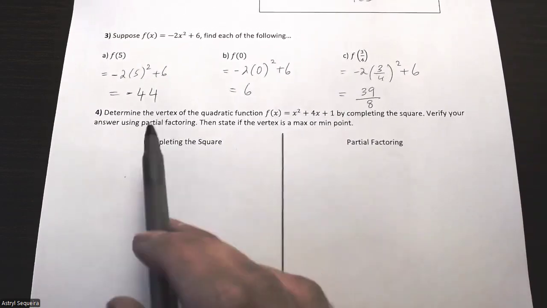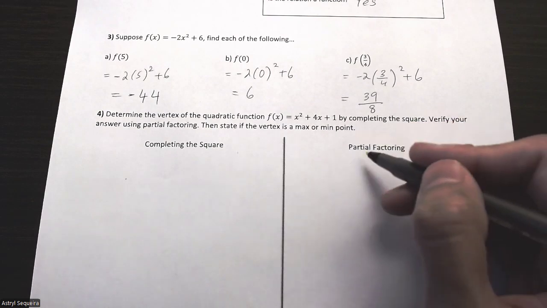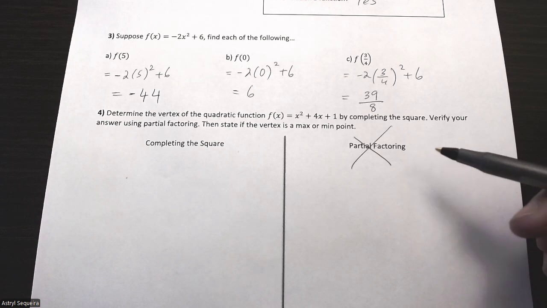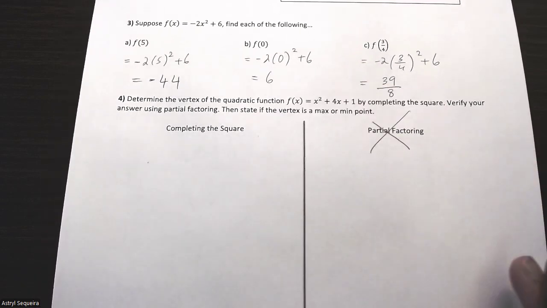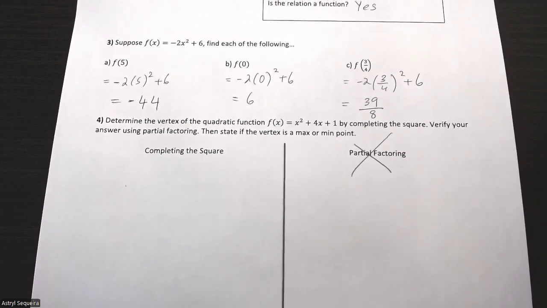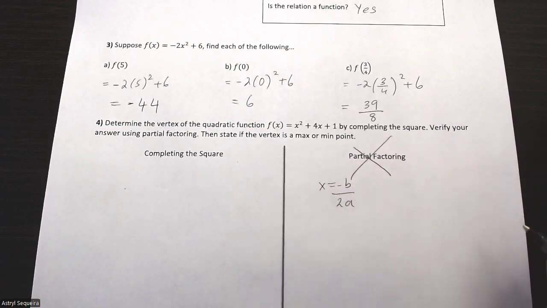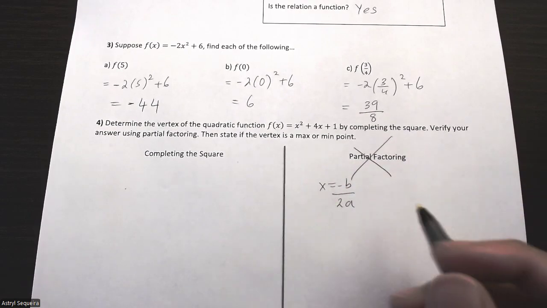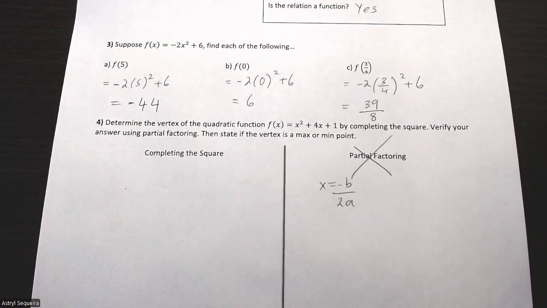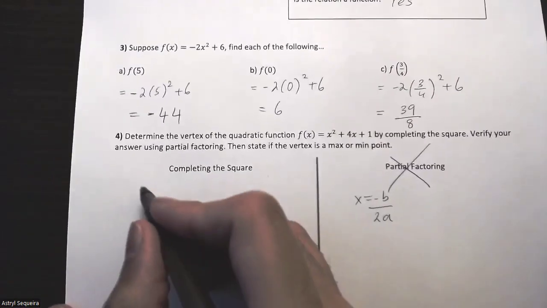Fourth question, determine the vertex of the quadratic function by completing the square. Verify your answer using partial factoring. I'm not going to verify my answer with partial factoring just because we don't learn that in this course. So I'm just going to do completing the square and teach completing the square over here. Now, you can always use x equals -b over 2a if your school does not require you to do completing the square and then sub in the x solution back in the original equation to find the y value. But I'm going to stick with completing the square for this video.